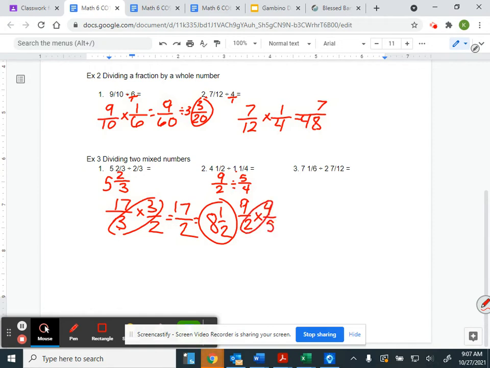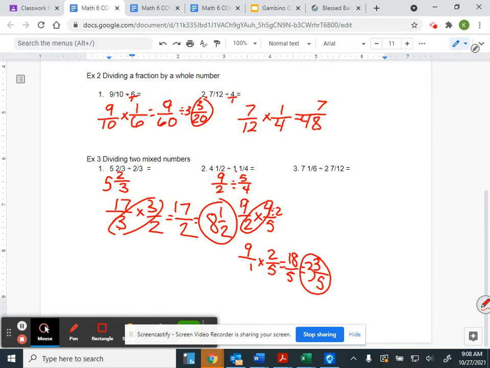I can cross simplify and divide a 2 out. So that becomes 9 over 1 times 2 over 5, which 9 times 2 is 18, 1 times 5 is 5. I can take a 5 out of 18 3 times, and I'm left with 3. So 3 3/5.